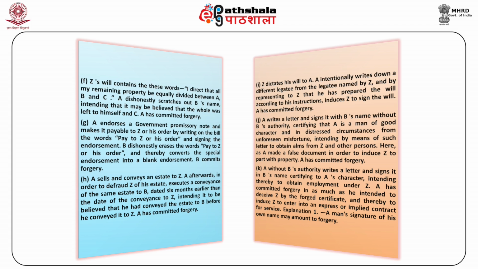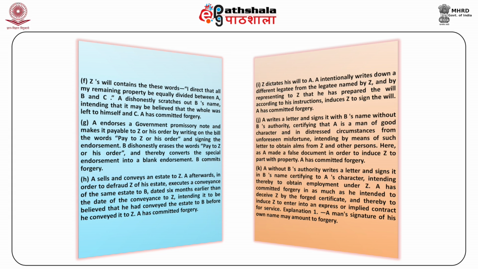G. A endorses a government promissory note and makes it payable to Z or his order by writing on the bill the words "pay to Z or his order" and signing the endorsement. B dishonestly erases the words "pay to Z or his order" and thereby converts the special endorsement into a blank endorsement. B commits forgery. H. A sells and conveys an estate to Z.